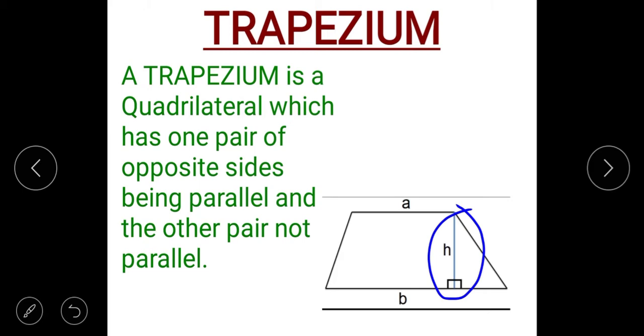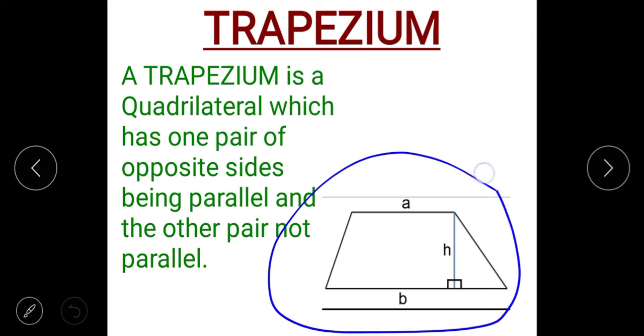You have learned in physics that the shortest displacement is the straight line. In the given figure, A and B are the two parallel lines and the distance between them is h, and h is perpendicular to both sides. It makes 90 degrees here and 90 degrees here. This is the shortest distance between these two parallel lines. Okay, let us move on.